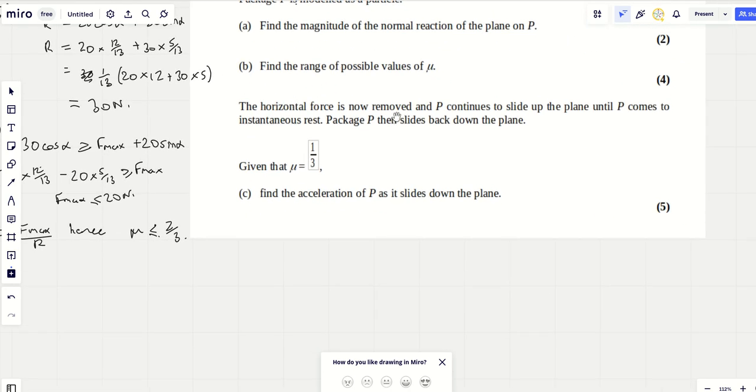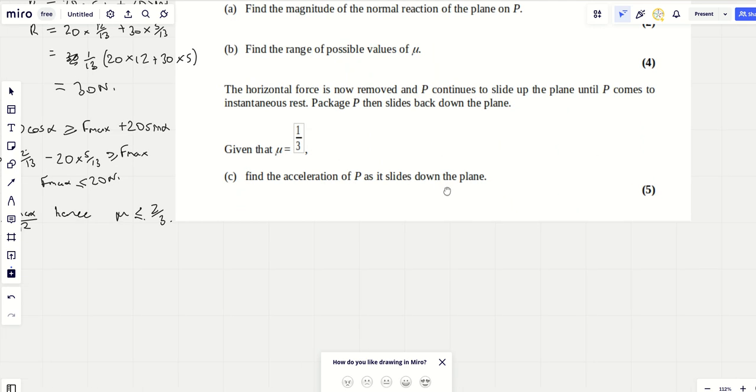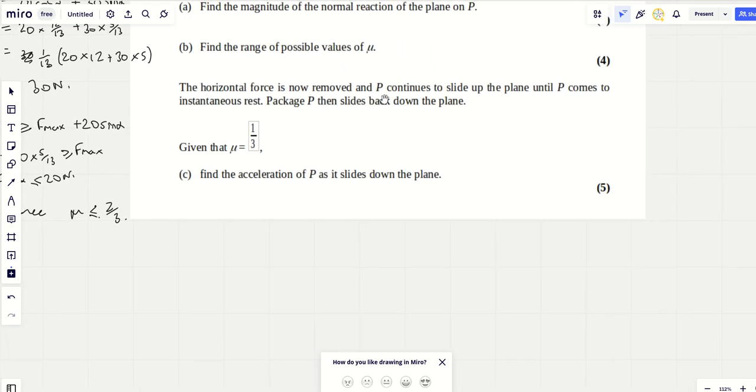Okay, right. The thing which made me realise it's an inequality, by the way, is the fact that it's a range of possible values of mu. Okay, the horizontal force is now removed and P continues to slide up the plane until P comes to instantaneous rest. This happens in a later question as well, doesn't it? Package P then slides down the plane. Given that mu equals a third this time, find the acceleration of P as it slides down the plane.